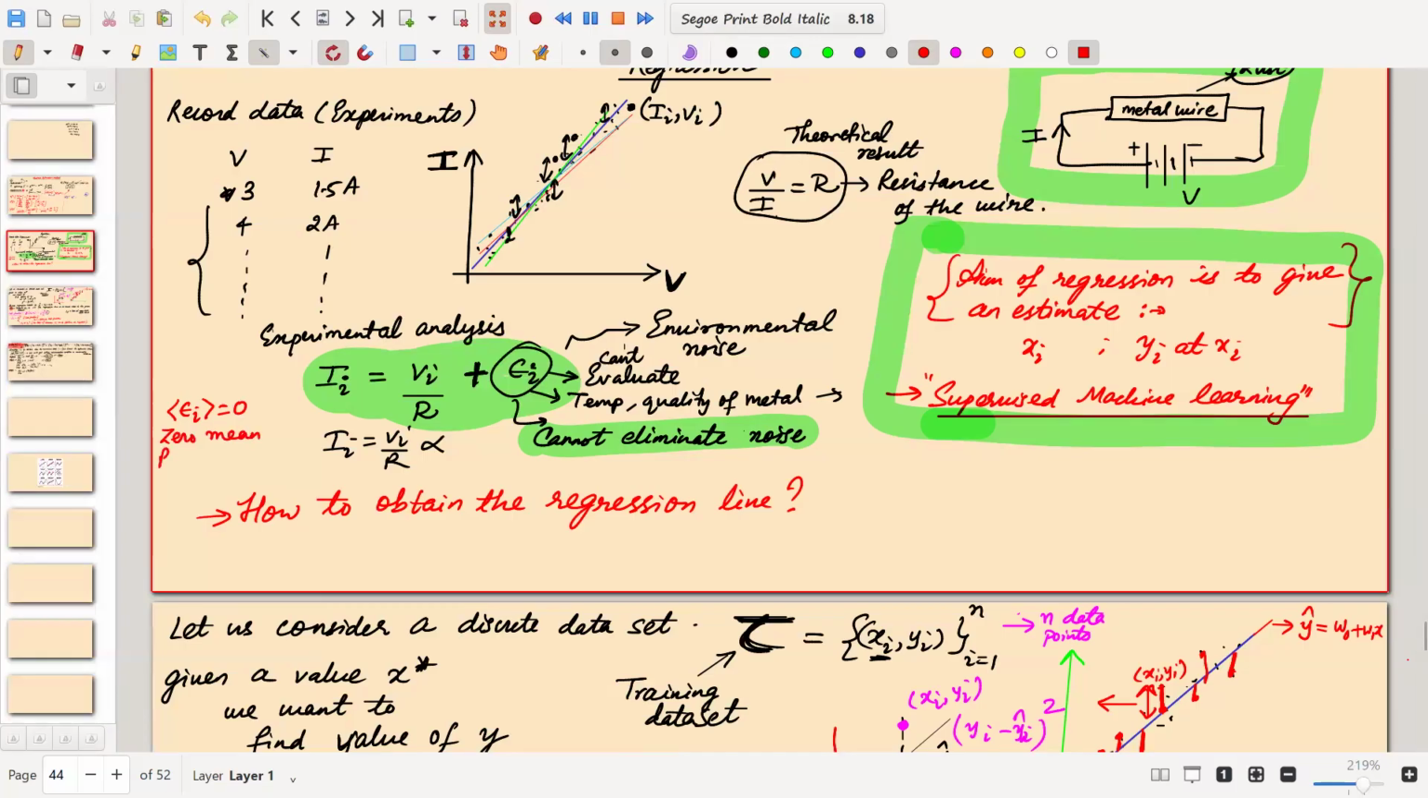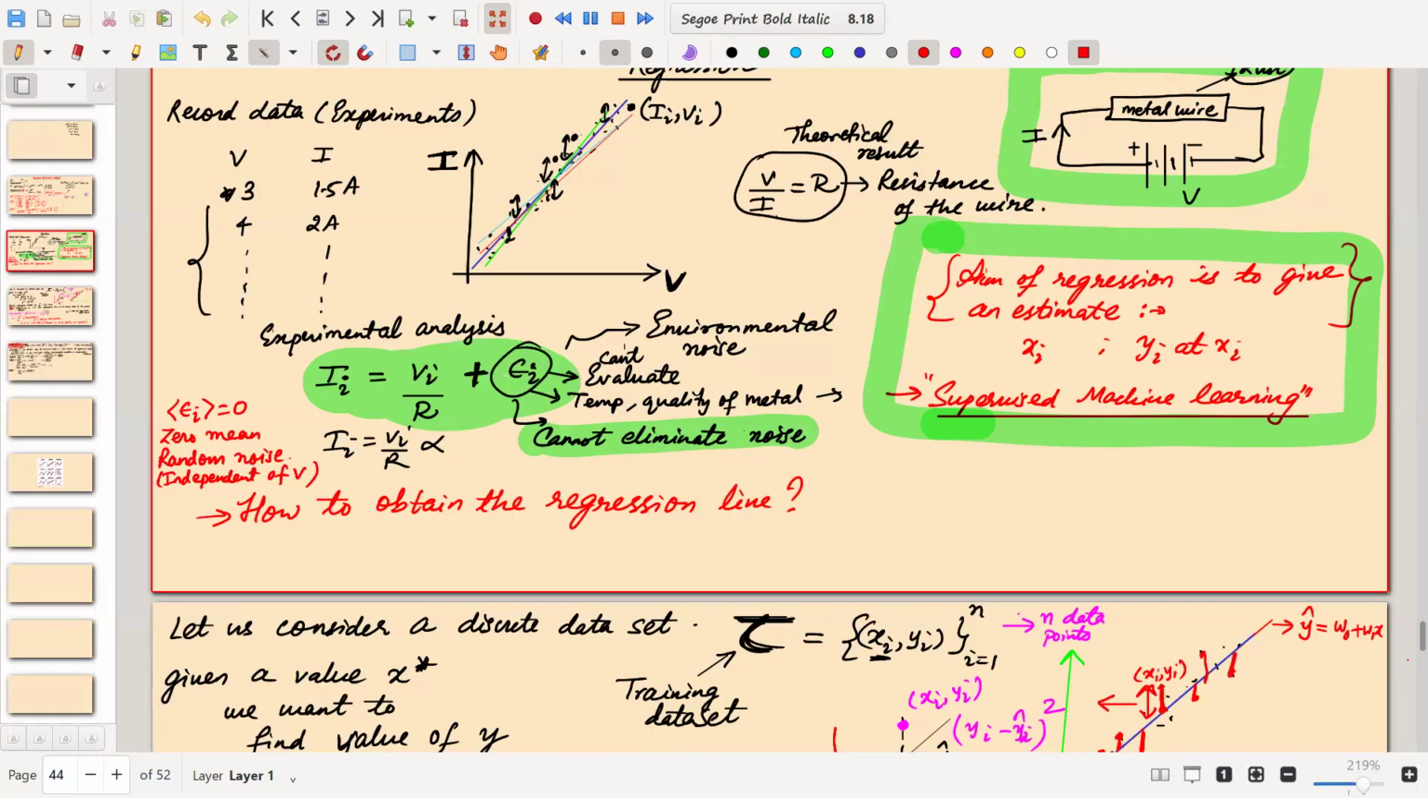And it is a random noise. Random noise, what does it mean? It is independent of V. It is independent of the voltage. I mean, it is there. It is not like you put some 10 volts and therefore the noise came. It was already there before and after applying the voltage also.